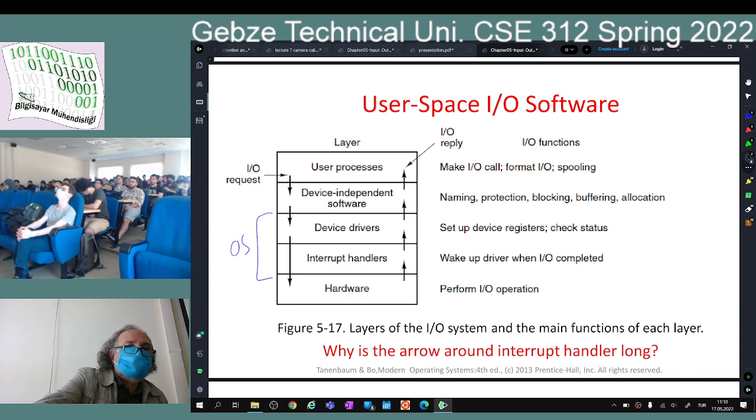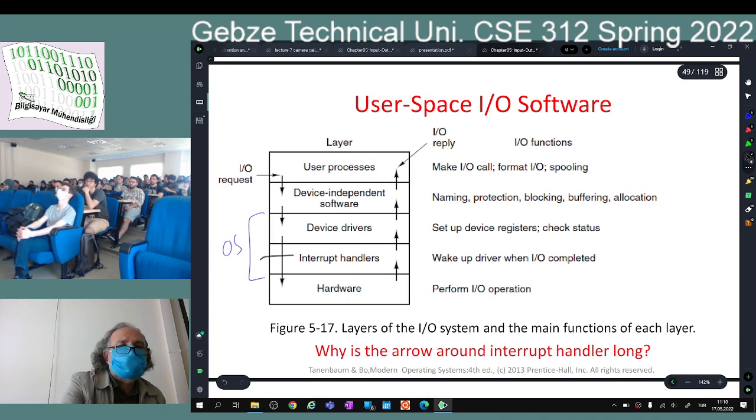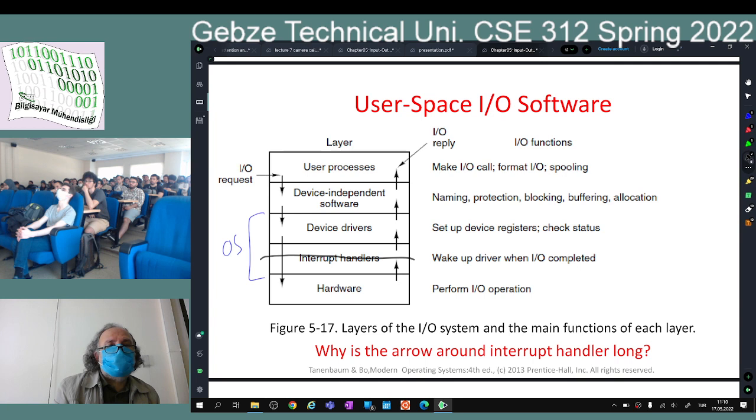Well, you can say, how come I need the interrupt handlers? Actually, you don't need the interrupt handlers if you are going to do the polling, right? Remember polling? You just keep checking if that register is ready. Remember that programmed I/O with the printers?